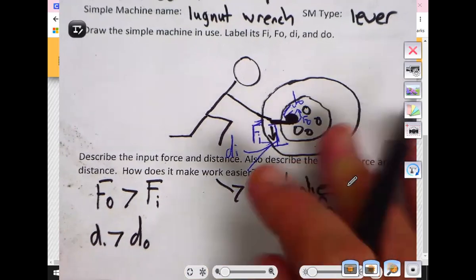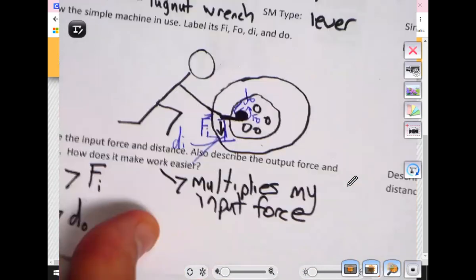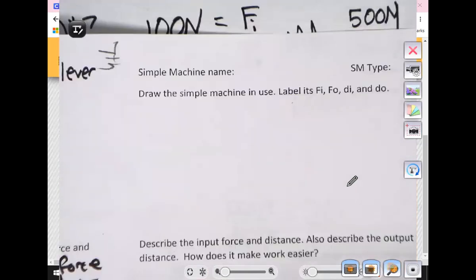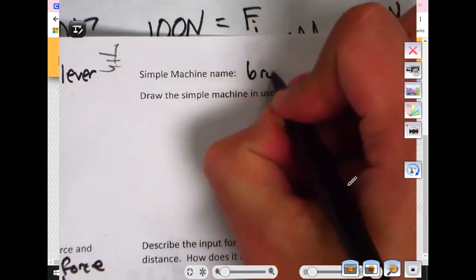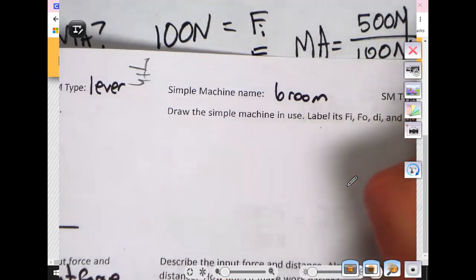Multiplies my input force. We're going to do one more together, and then you're going to do the next ones, all the rest by yourself. All right. Here's the last one we're doing together. It is a broom. A broom is another type of lever.